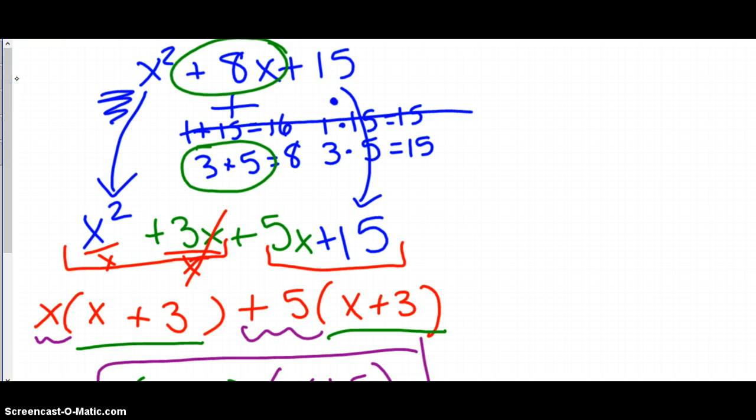So that's a more basic factoring. What can make this harder is if there's a number in front of the x squared. Let's say we have 6x squared minus 31x plus 35. So this one's going to start a little bit differently.